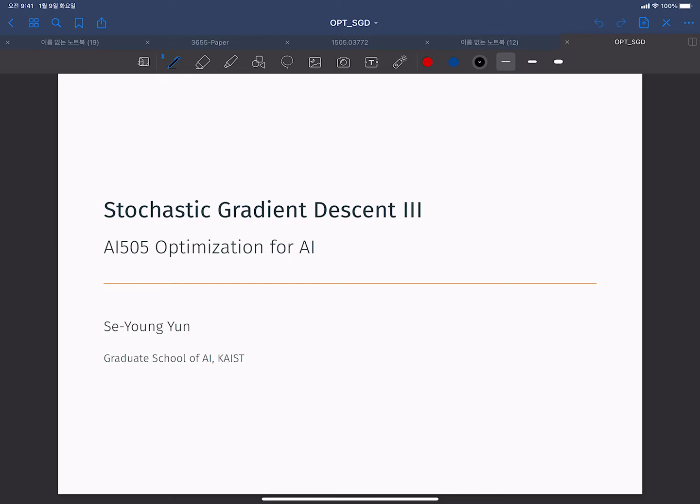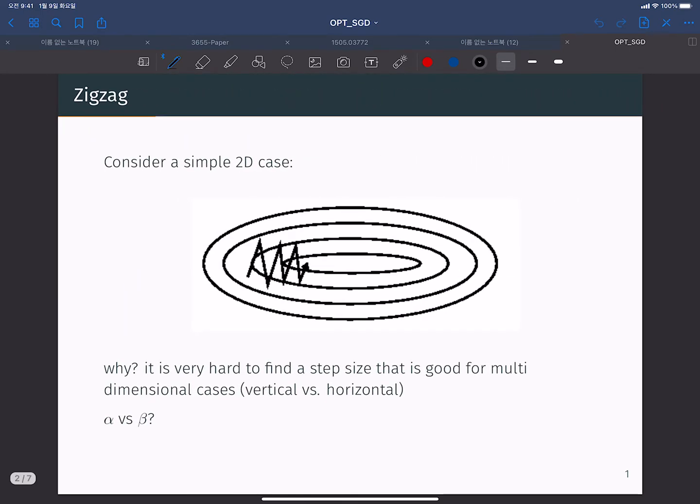This week we will discuss recent variants of the stochastic gradient descent approach, which are widely exploited in deep learning algorithms very recently. So let's consider this very simple 2D case. Here 2D means we have two input variables, let's say x1 and x2.